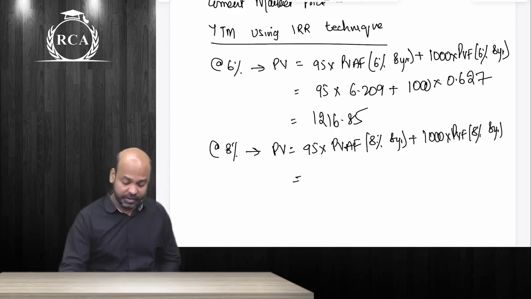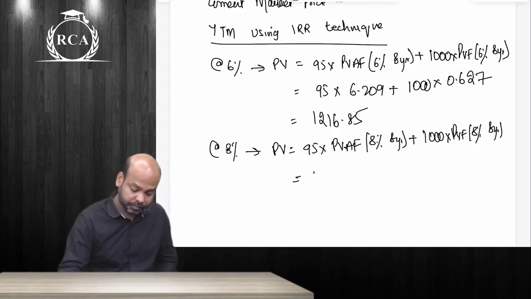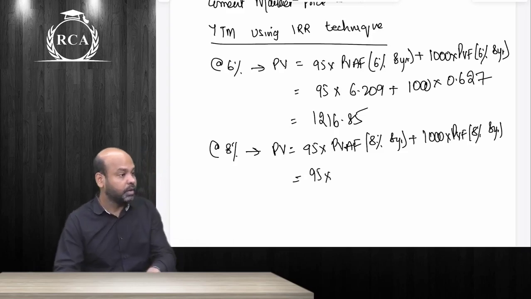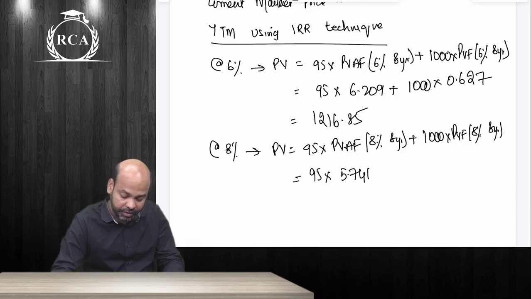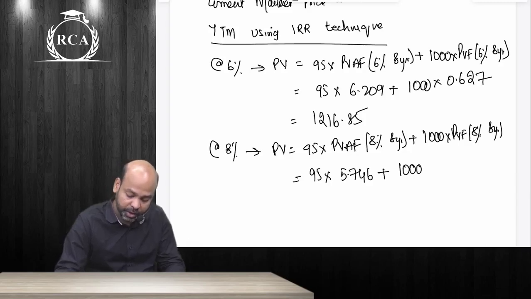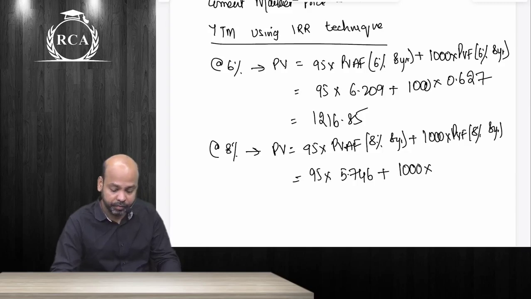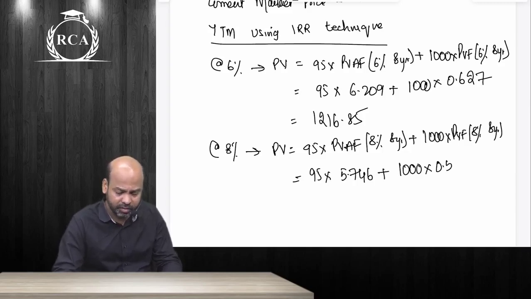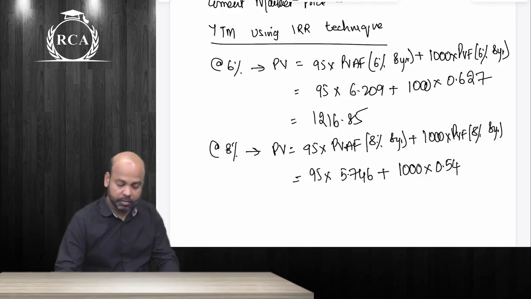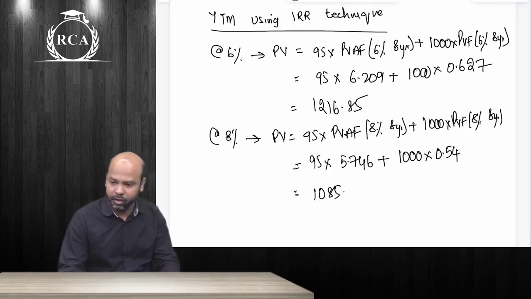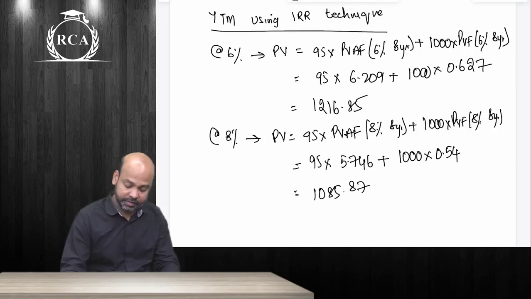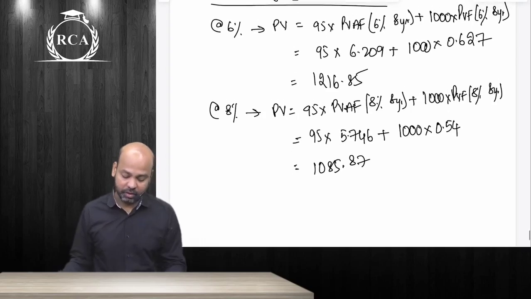How much is your present value annuity factor, guys? At 8% for 8 years, 5.746, into present value factor is 0.54. How much will this be, beta? 1085.87. This will be the present value, guys, at 8%.